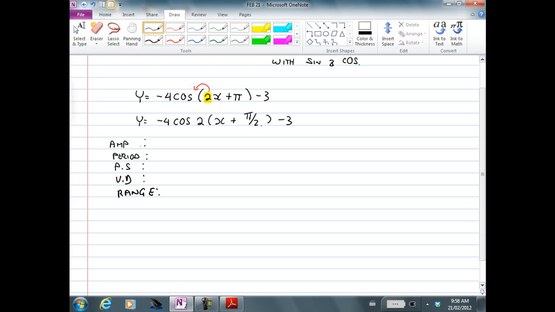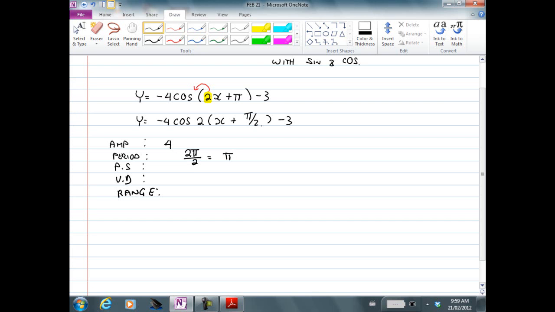Randeep, what's amplitude going to be? 4 is correct. Please do not put -4. It's wrong if you put -4. Period is a bit more tricky. Kieran, what's the period going to be? It's going to be 2 pi over 2, which is equal to pi. That's all we have to do. What do you know, 2 pi over 2, same thing.